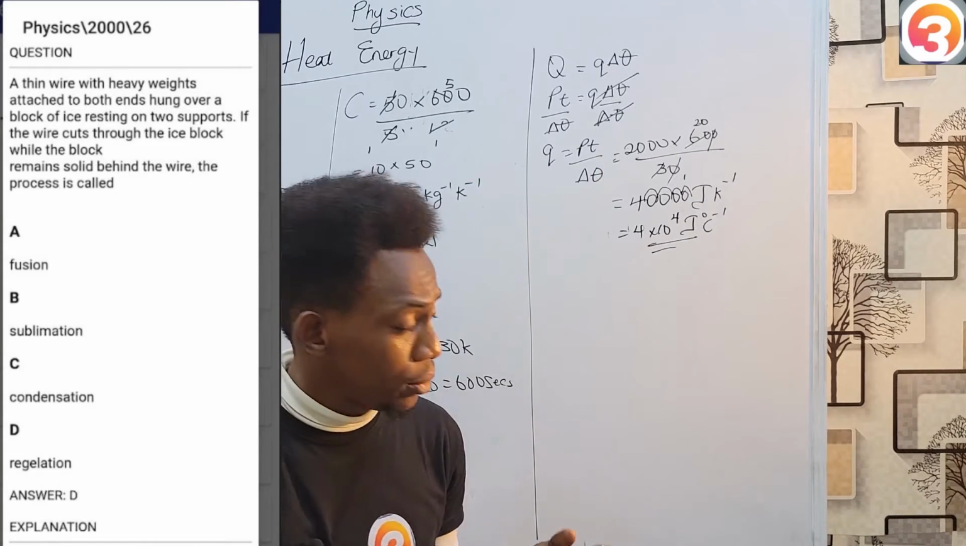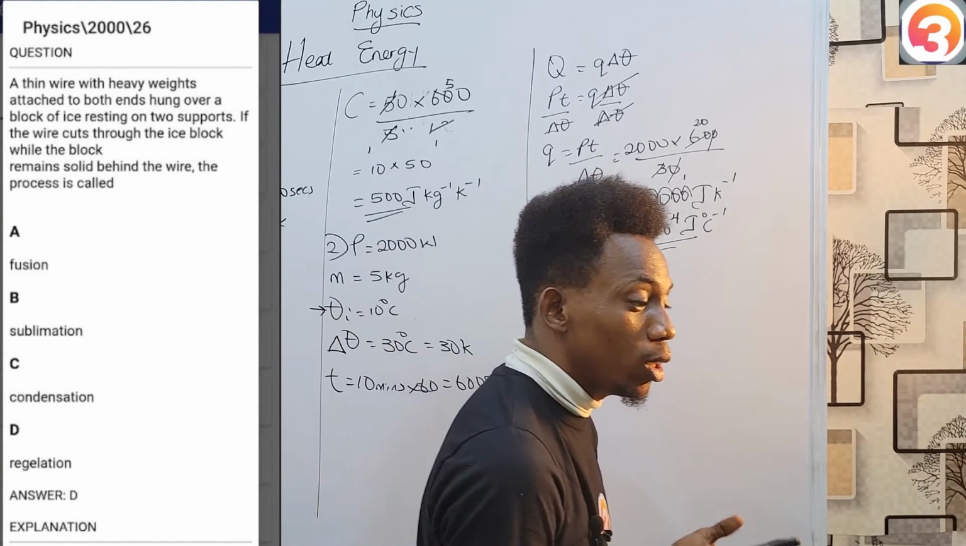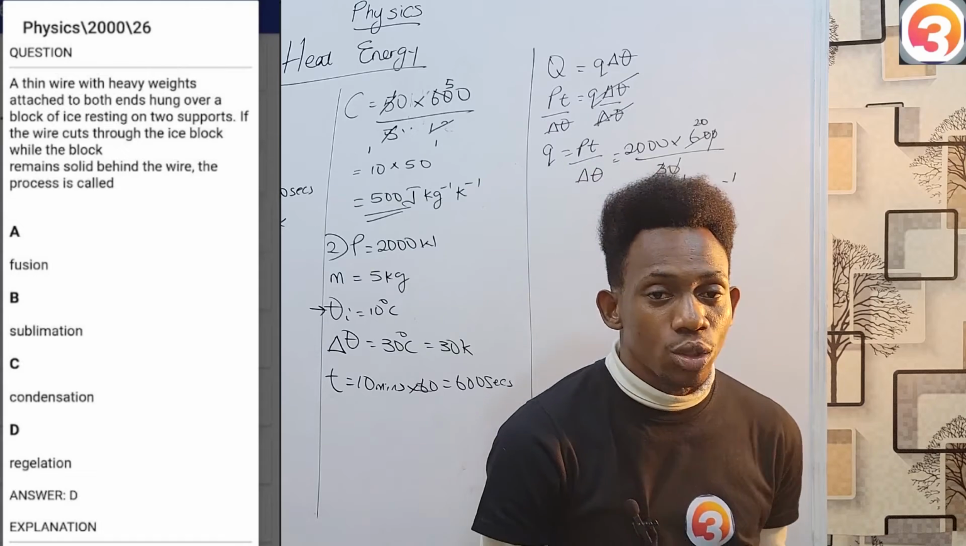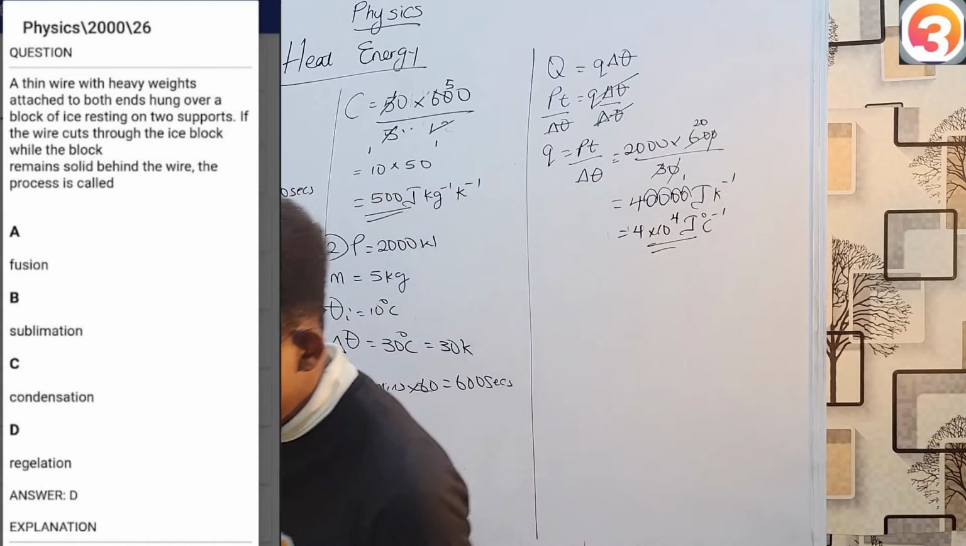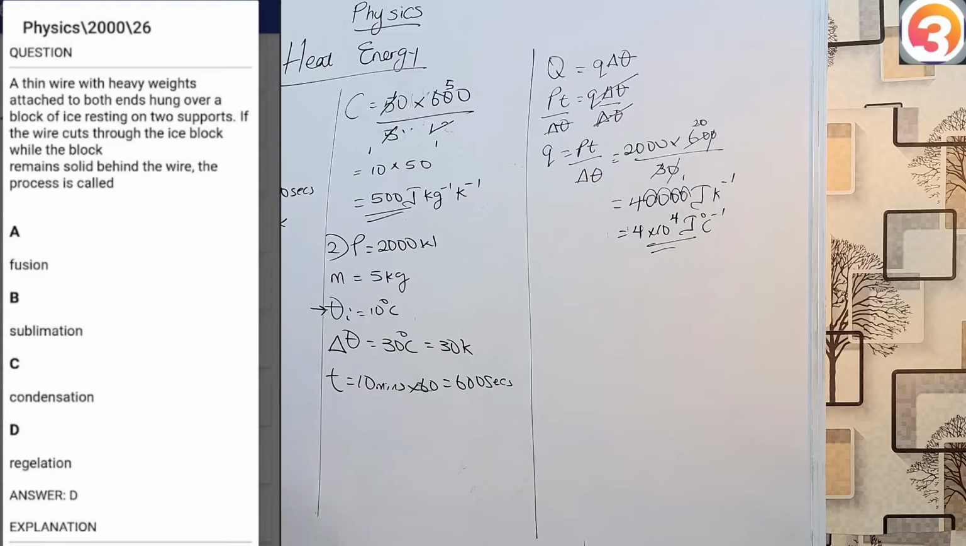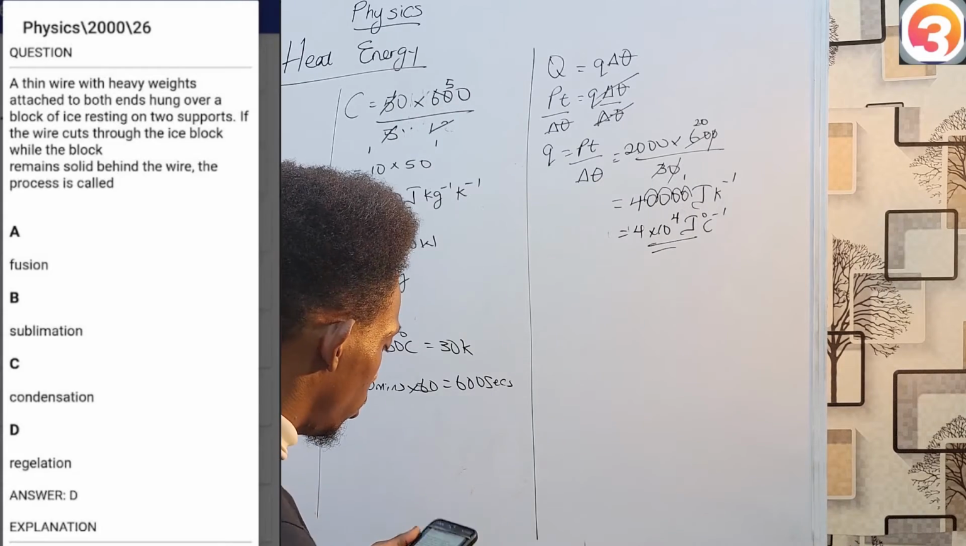I don't have to stress yourself. We just talked about it. This process is known as regulation, and that is option D. See, these are all really, really simple.